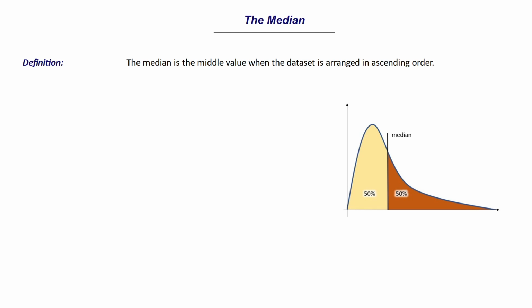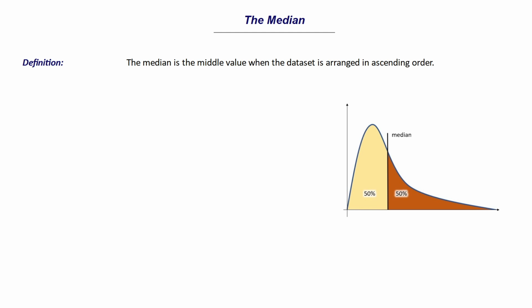And the other metric that we are going to discuss is the median, and this is another interesting metric, and it also has unique characteristics and uses. So the median is the middle value when the data set is arranged in ascending order. Think about this: median is nothing but the center value.